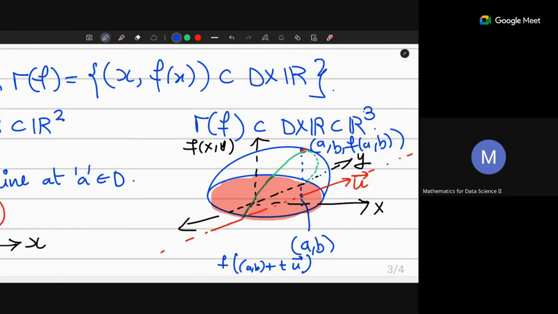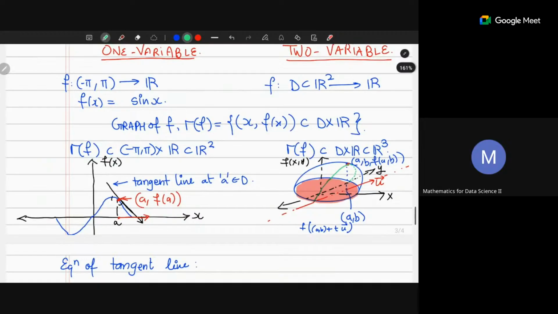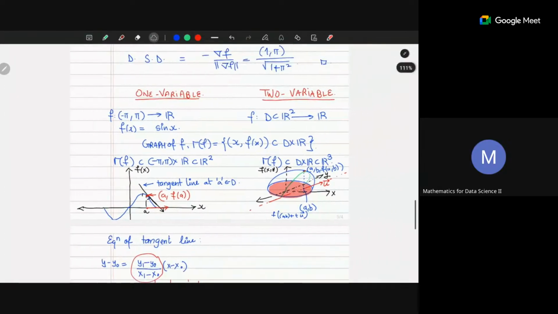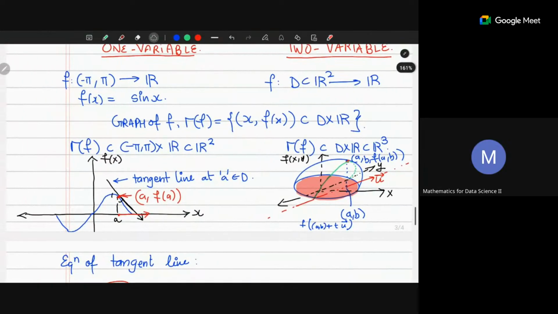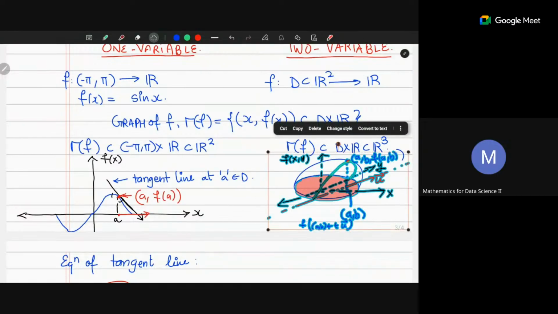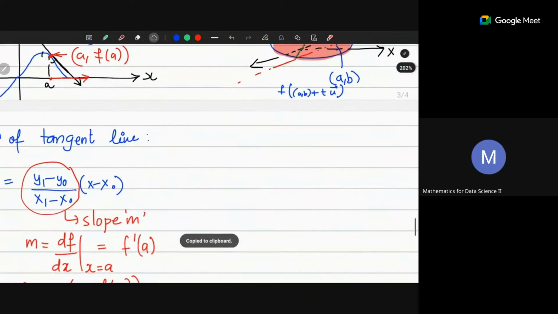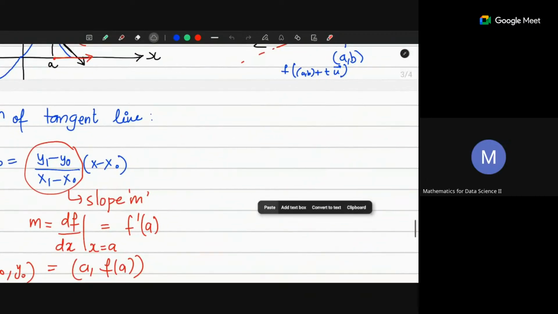Now this becomes a case like one variable. Now you need to find the tangent line to this green graph. Now what is the tangent line to this green graph? Let me copy this picture because it looks too messy here. Let me copy this and paste it somewhere else, and then I will discuss more on this.